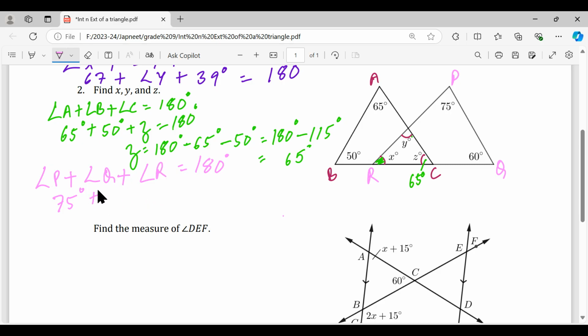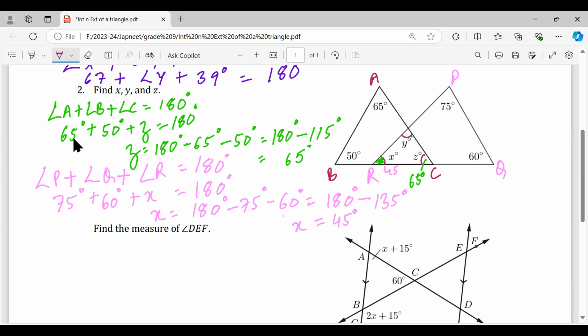Now angle P is 75, angle Q is 60 degrees, and angle R is nothing but X. And the whole thing gives you 180 degrees. So angle X is nothing but 180 degrees minus 75 degrees minus 60 degrees, which can be written as 180 degrees minus 135 degrees, which is nothing but x is equal to 45 degrees. So let me mark here 45.